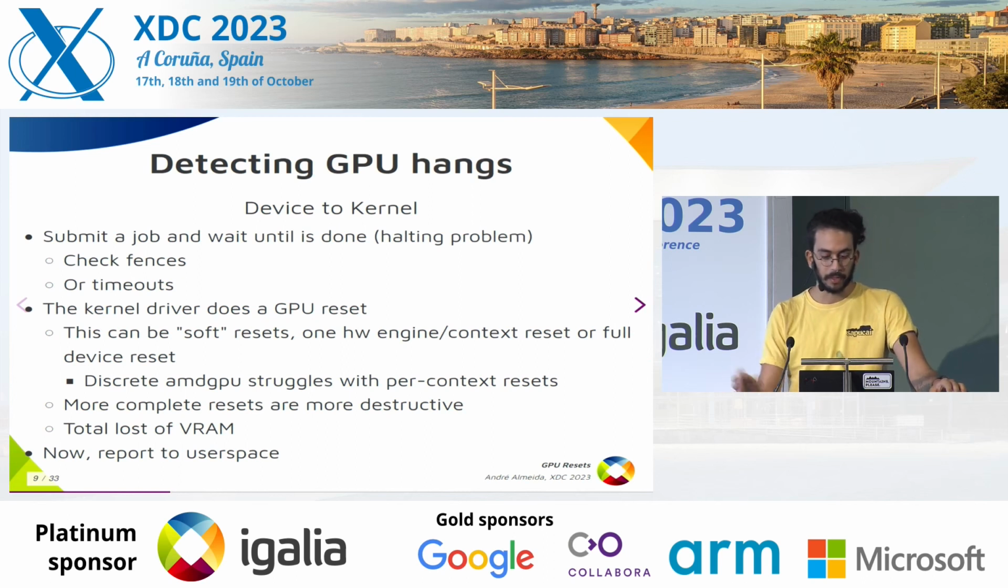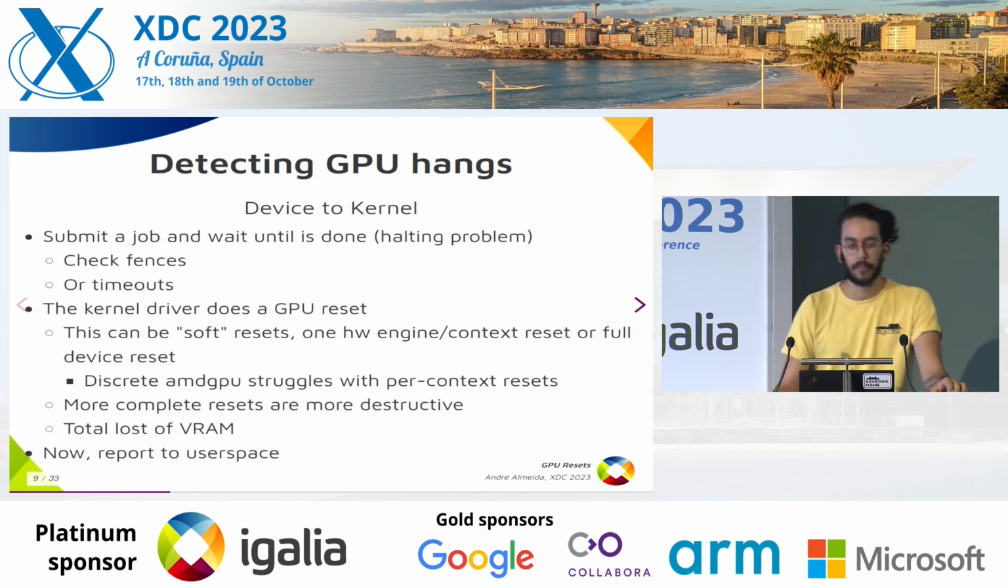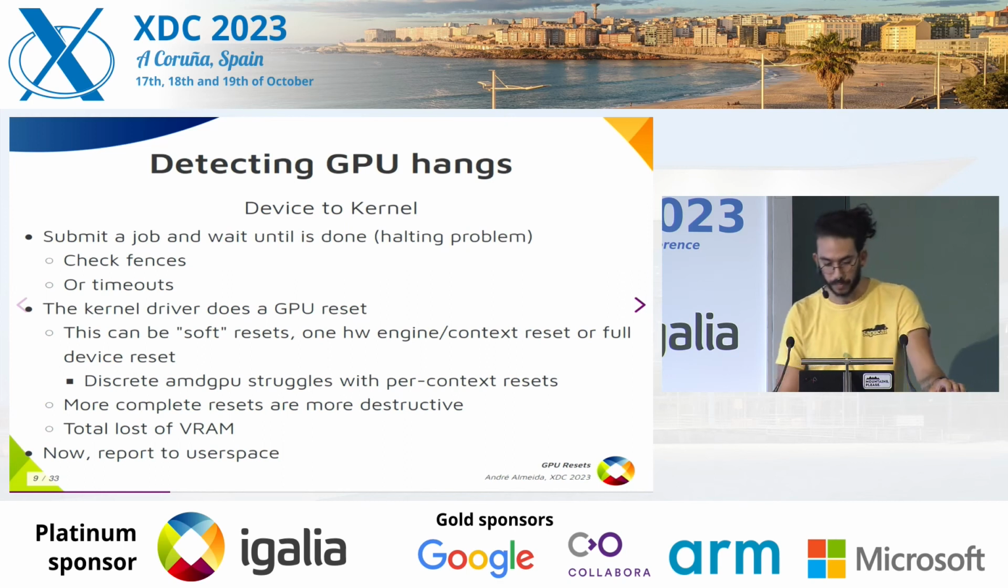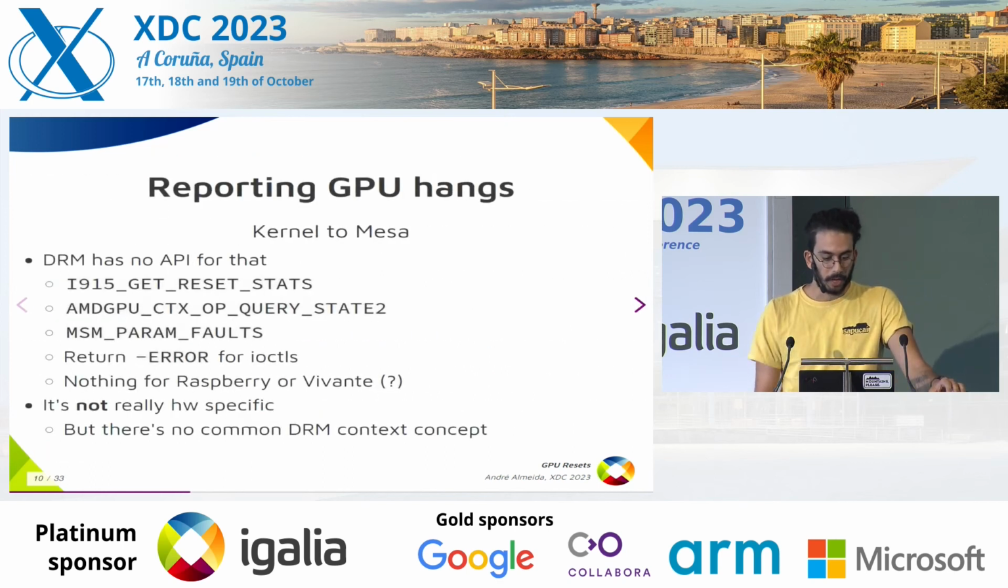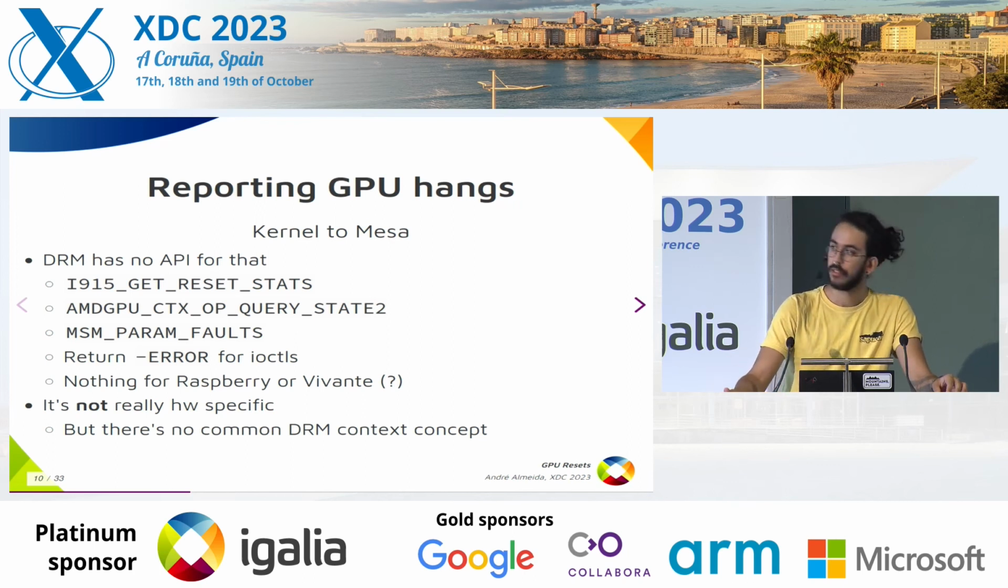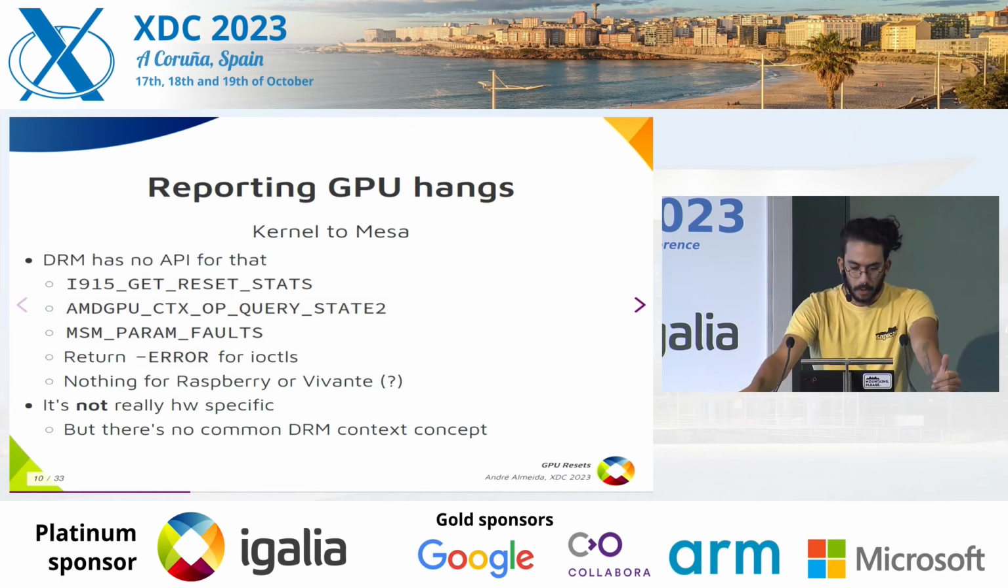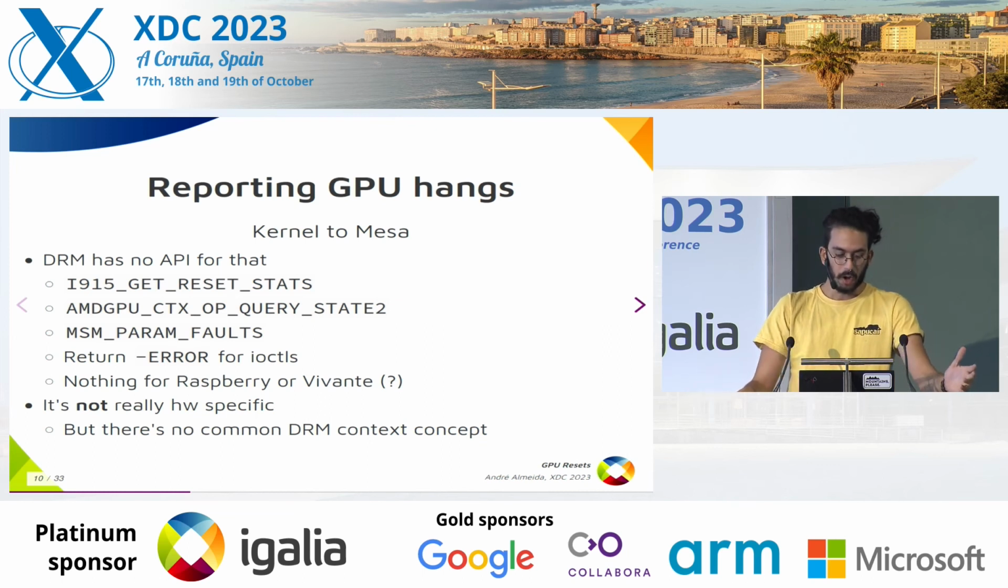Okay, anyway, now that the kernel driver saw that the hardware was stuck, we need to report that to user space. So now kernel and Mesa will talk together, but unfortunately DRM has no API for that. So what we have is each driver implements this in a different way. For Intel, we have get reset stats. On AMD, we have context op query. We also have MSM parallel faults. Some drivers just don't have a specific API as well. They just return an error for the I/O controls.